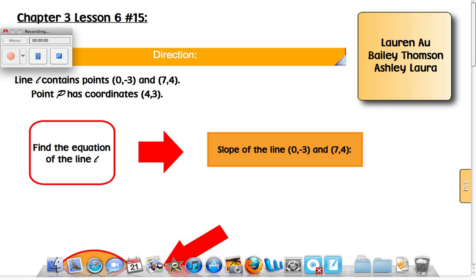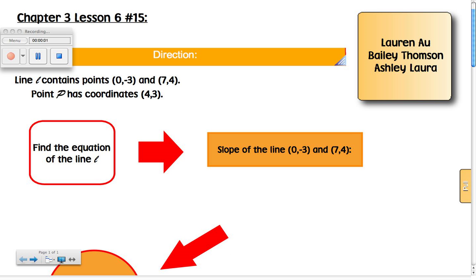So this is chapter 3, lesson 6, number 15, and today we're going to go over the concept of finding the distance from a point to a line on a coordinate plane. And this is done by Lauren, Bailey, and Ashley. So that's our concept to find the distance.